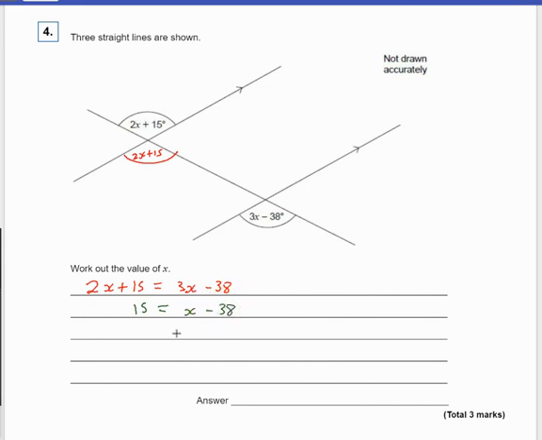Then I'm going to add 38 to both sides. So 38 plus 15 is 53. Yes, 53 is equal to x. And I think it just asked us to work out the value of x. So we can say x is equal to 53.